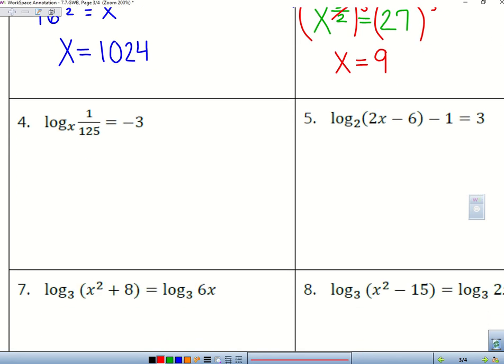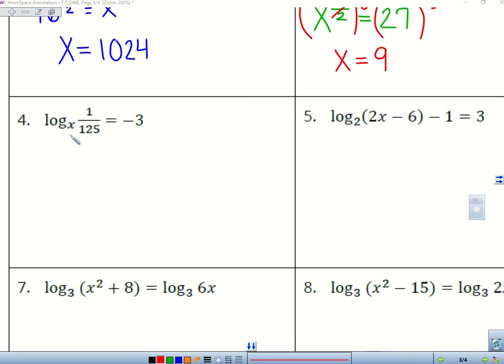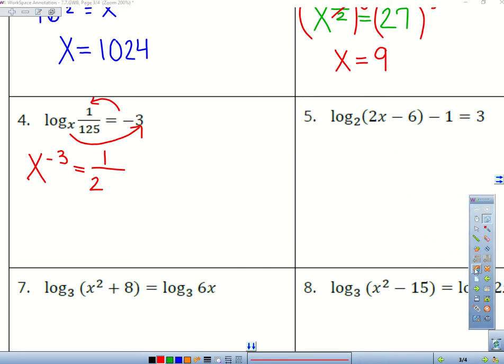All right, so here, once again, we're going to use our arrows. X to the -3 is equal to 1 over 125. So now that we've been working with these for a while, I want to see what you guys can recognize. Isn't it true that I could rewrite x to the -3rd power as 1 over x to the 3rd? Yeah, so you can get rid of the negative.